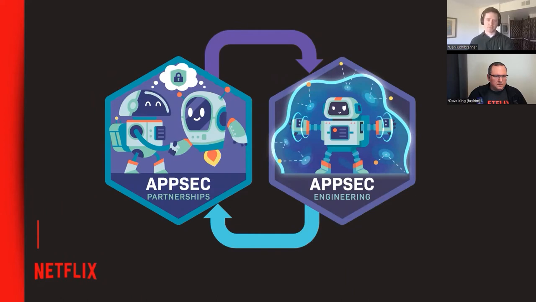AppSec organization. It's split currently into two squads: the partnership team, which aims to reduce risk in our engineering ecosystem through strategic security initiatives in high risk, high leverage areas. Partners partner with specific orgs to assess and improve the security posture of their applications. While on the other side, the engineering team, the team that Dave and I are part of, we build services that provide contextually aware, risk prioritized security recommendations for every application developer at Netflix.